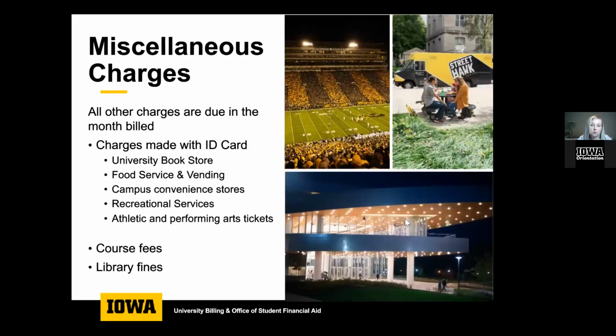It is important, though, to recognize that the deferred plan is just for tuition, housing, and meal plan charges. All other charges that are billed to a student's U-bill are due in the month in which they're billed. So that could be purchases made with the student's ID card, for example, books at the university bookstore, food purchases across campus, athletic tickets or performing arts tickets. Any of those sorts of miscellaneous charges are due in the month in which they're billed.